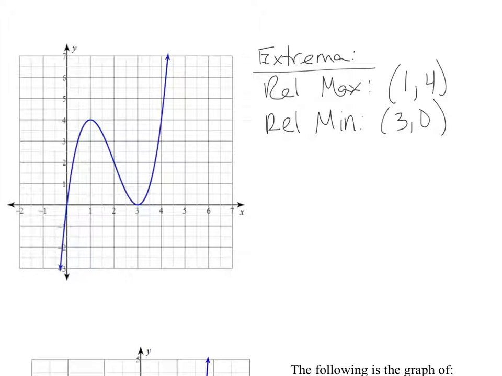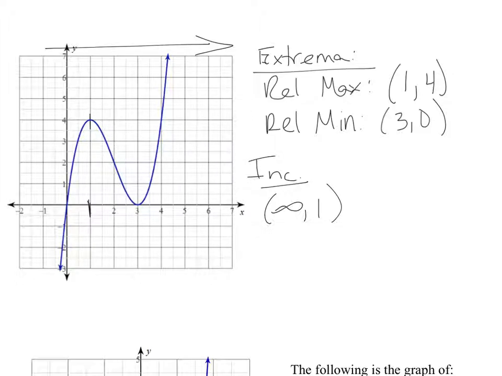Now where is the graph increasing? It doesn't matter which one you do first. So increasing. Remember, we're going this way on the graph. If you were driving a car, where would you be going up? Well, I'd be going up from -infinity to that 1. Remember, it's always your x values. Always get your values from x. So it's to here, and then this is going down. Then it's going up from this 3 to infinity.